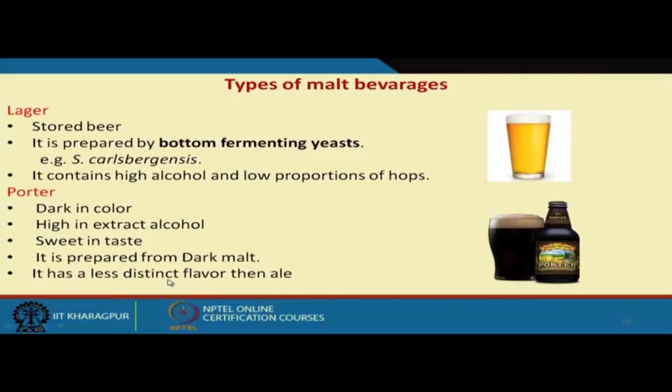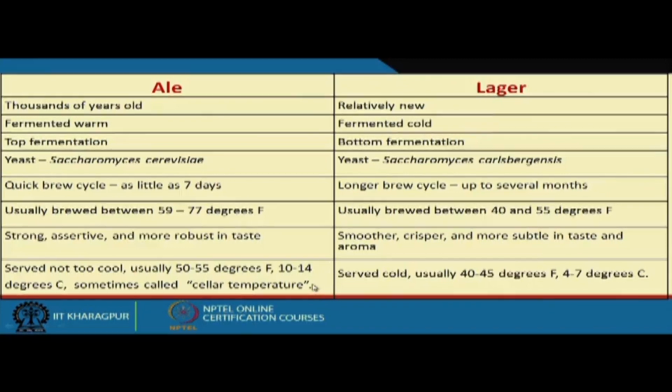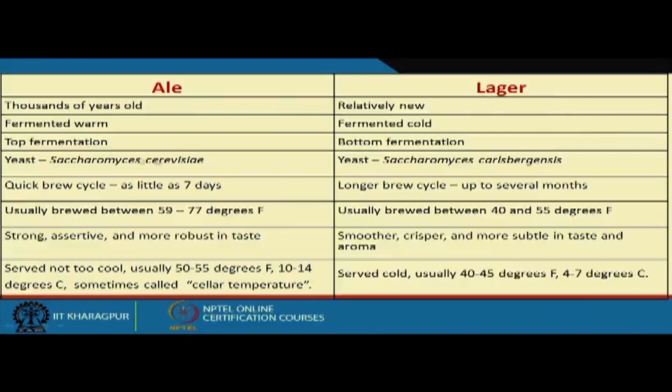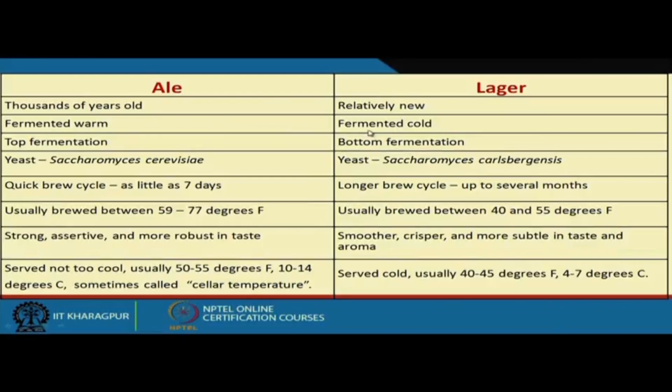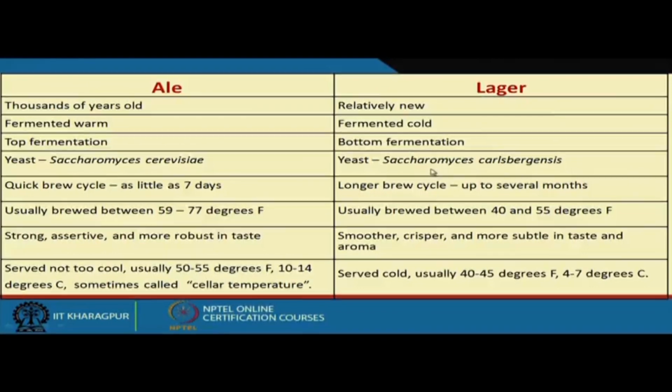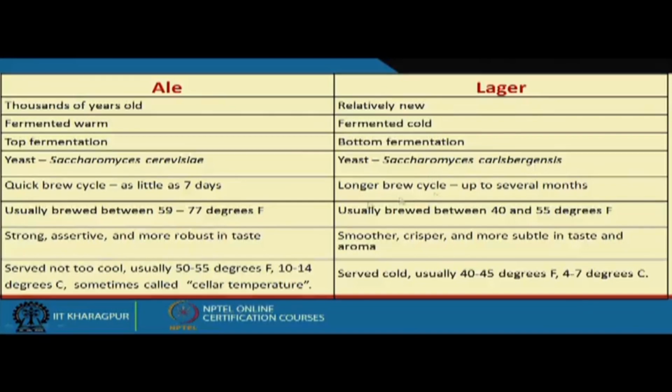It has less distinct flavor than the ale. Now this is the difference between ale and lager beer. Ale is a 1,000-year-old beer, relatively, and lager beer is a little bit new. I told you that for ale beer, the fermentation takes place at a little bit higher temperature as compared to lager beer. Ale is produced using top fermenting yeast, and lager using bottom fermenting yeast. Ale is produced using Saccharomyces cerevisiae, and lager is produced using Saccharomyces carlsbergensis.